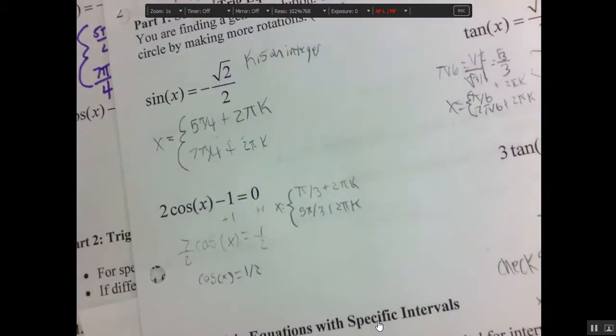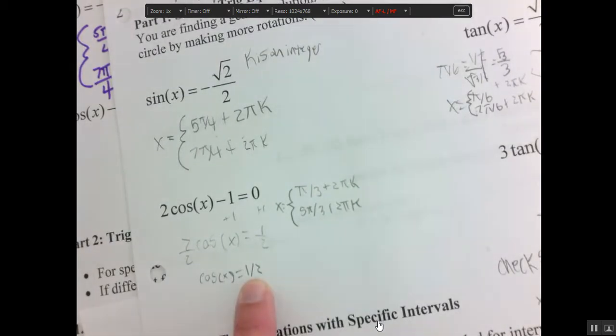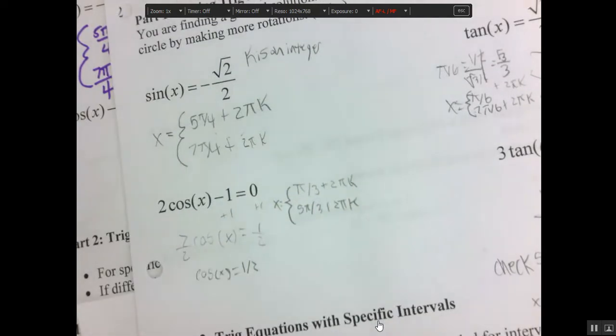Yay! All right, so Kieran isolated the cosine. He got cosine x equals 1/2. And then he found the angles that have a cosine of 1/2. They are pi over 3 and 5 pi over 3. And then he remembered the plus 2 pi k to include all the answers. Okay? All right, so we're going on to part 2 now.